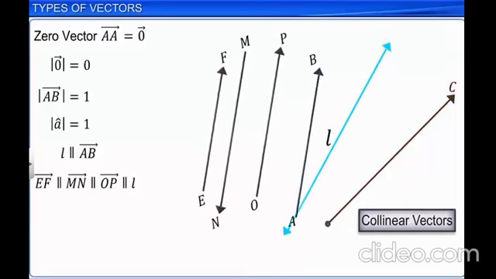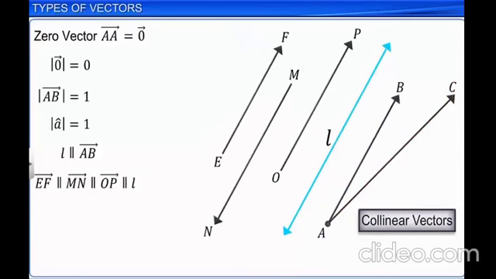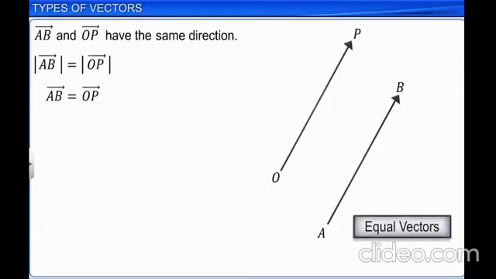Observe that collinear vectors may have different magnitudes. Also note that collinear vectors may have opposite directions. Now, consider vectors OP and AB with the same direction and magnitude. Two vectors with the same direction and magnitude are called equal vectors. Hence, vectors AB and OP with the same direction and magnitude are equal vectors. Note that equal vectors may have different initial and terminal points.